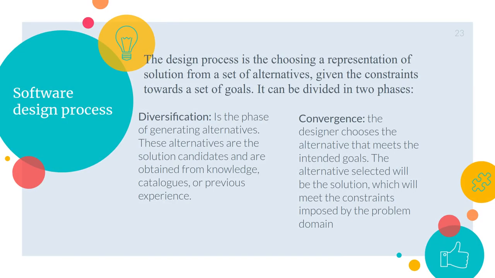So yeah, we come to the software design process. The design process entails choosing the solution from a set of alternatives, given the constraints, towards a set of goals. So the design process involves choosing. You would have a lot of alternatives to work with, so you would have to choose the best alternative for that particular solution you are working on.